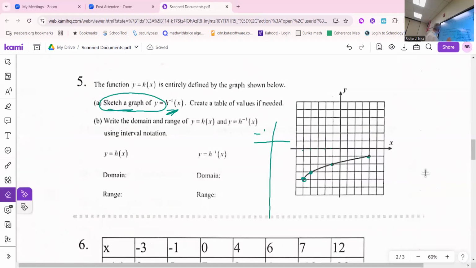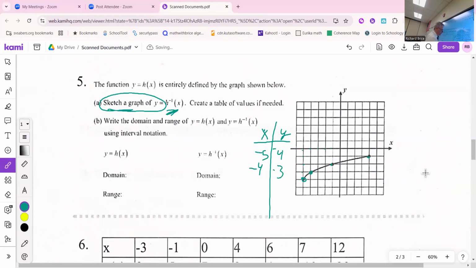Trying to make this as fast as possible for you. So we have negative 5 and it goes down 1, 2, 3, 4. That's negative 4. The next point is negative 4, negative 3. The next point is negative 1, negative 2. And that point, the last point right there, negative 1, negative 2. And that point is 1, 2, 3, 4, negative 1.